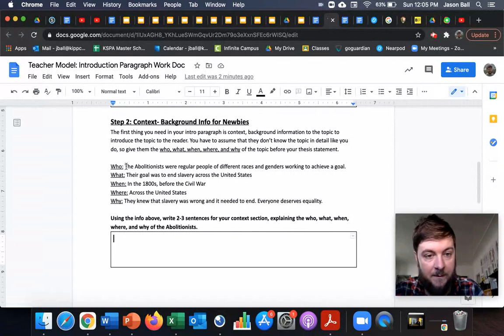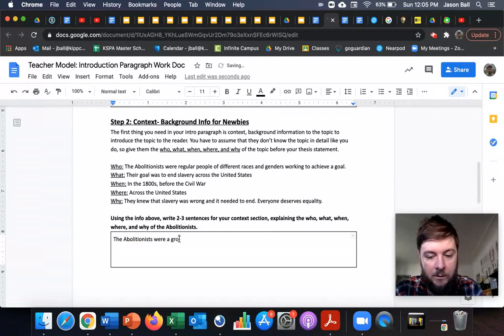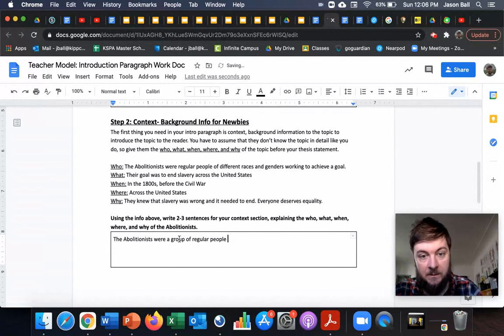So let's say I'm going to start just with who. So let's say the abolitionists were, spell check, were a group of regular people. So there we go, the who. But let's say I want to go to where next. So I'm going to say across the United States. Now I've got who and where.